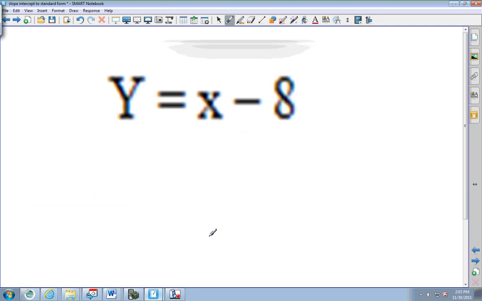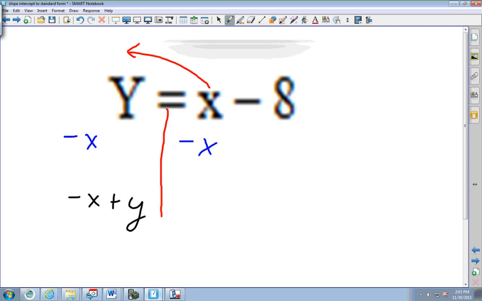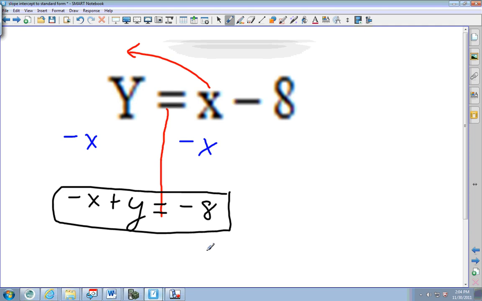Okay, on the video, you can pause the video, try and put this into standard form, and then press play and come back and see how you did. I'm going to draw my dotted line right here. Again, I need to move this x over here to the left-hand side. So how do I do that? This is a positive x, so I need to do the opposite, and that's subtract x from each side. So now I have negative x plus y, because it's a positive y, and it equals negative 8. That's my answer in standard form.